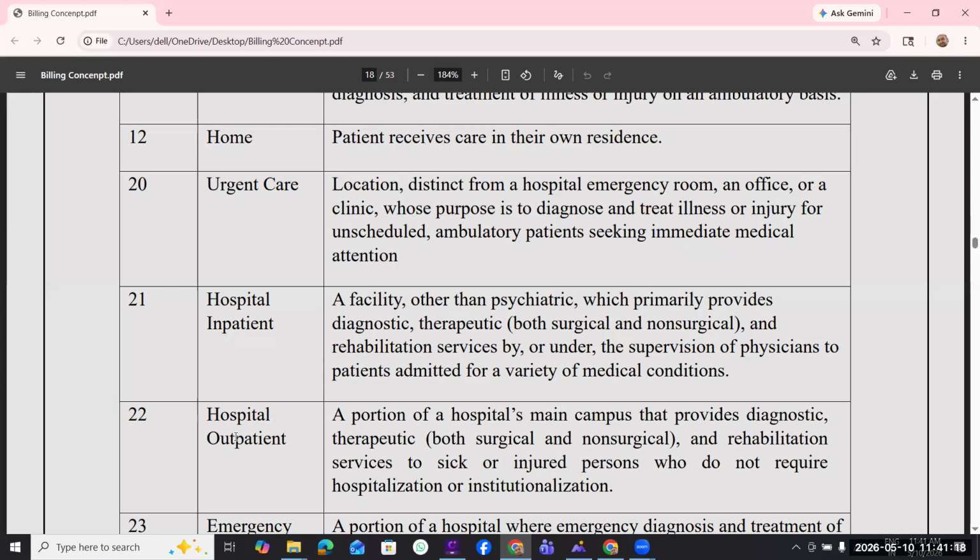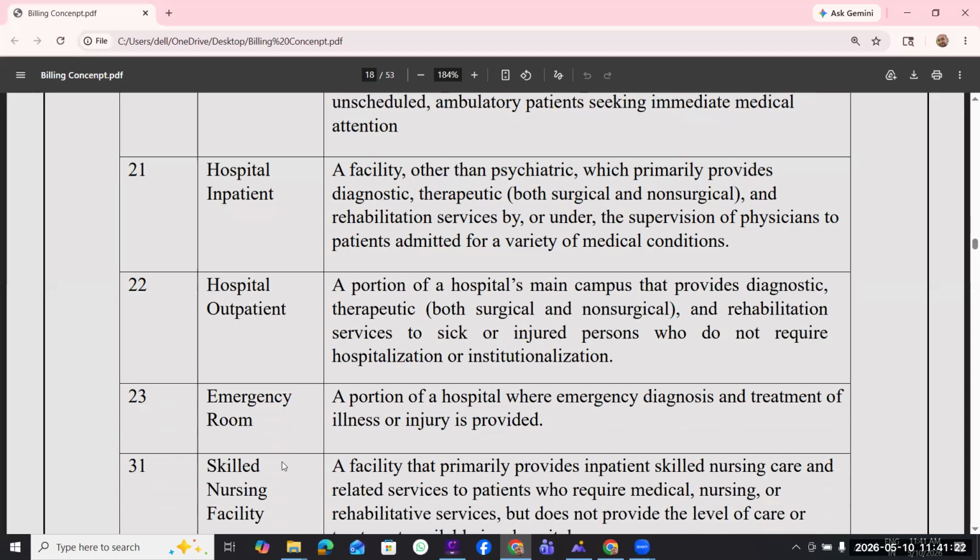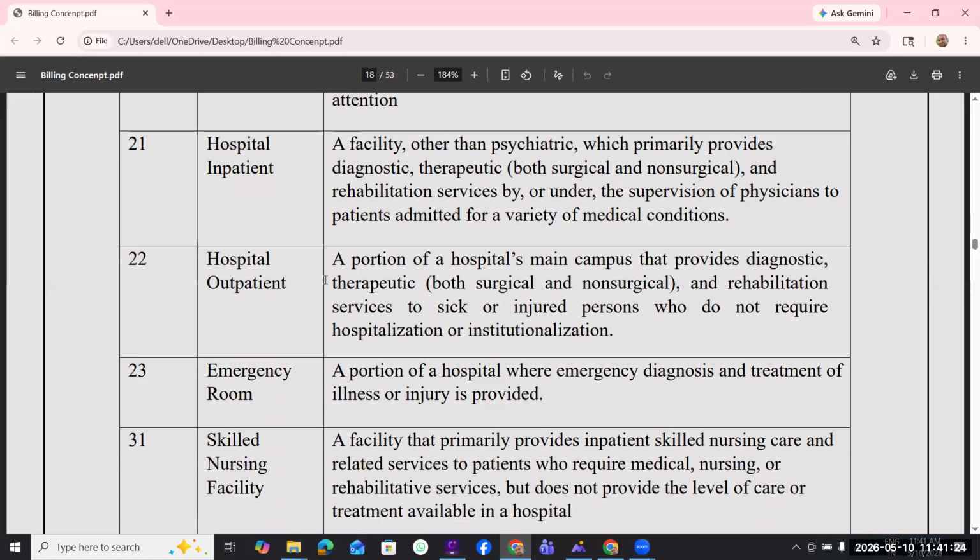22, place of service, hospital outpatient observation. When observation is performed, at that time we use 22. It is a portion of the hospital's main campus that provides diagnostic, therapeutic, both surgical and non-surgical, and rehabilitation services to sick or injured persons who do not require hospitalization or institutionalization. Admission is not required, but the patient is being monitored closely.